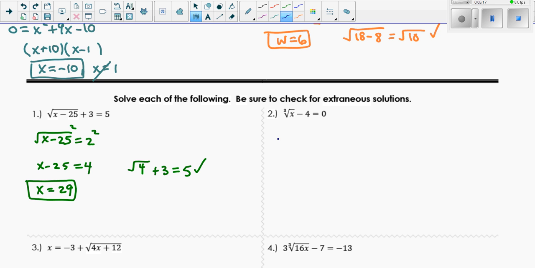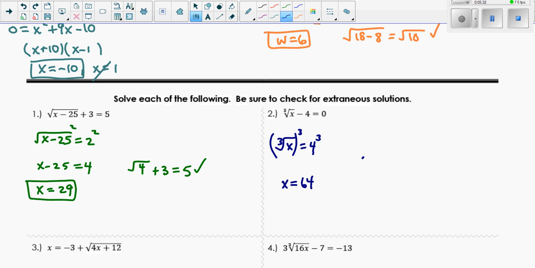I add 4 to both sides. I get the cube root of x equals 4. In order to undo a cube root, I cube. So I get that x equals 4 times 4 times 4, which is 64.